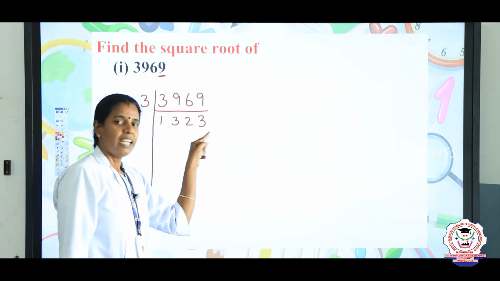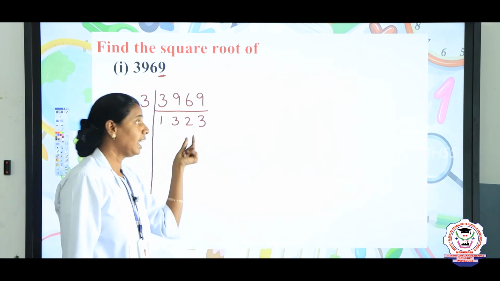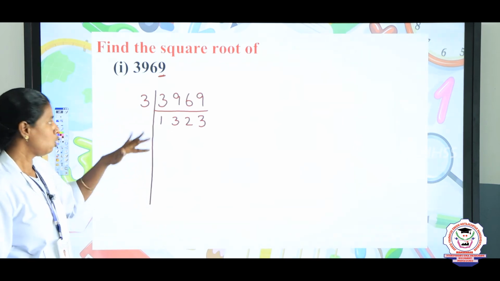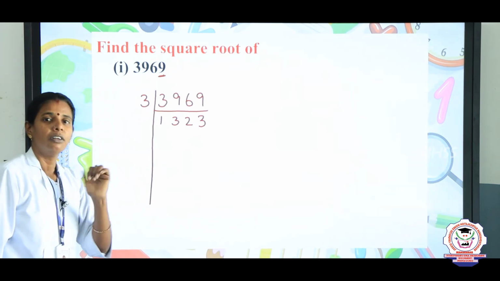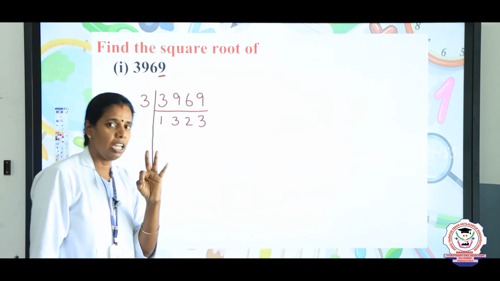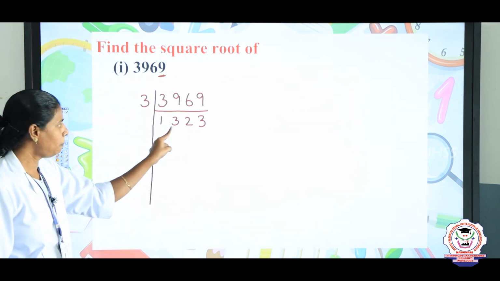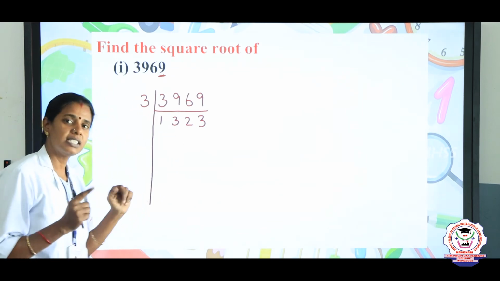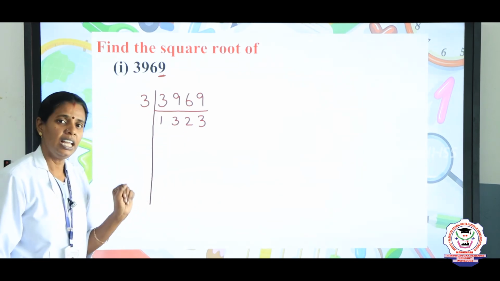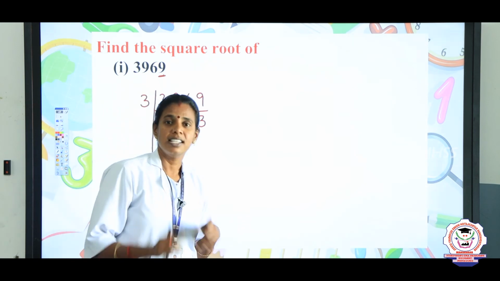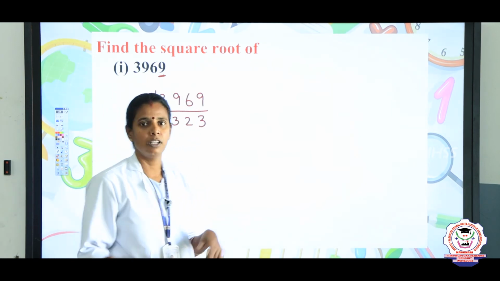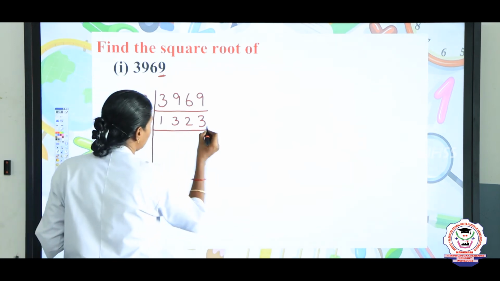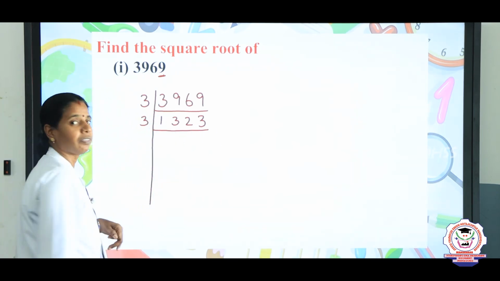Whether the number is even or odd? Yes, the number ends in 3, which is an odd number. So, 2 is not possible. Next number, which is 3. Find the sum of this. 1 plus 3, 4. 4 plus 2, 6. 6 plus 3, 9. Yes, 9 is divisible by 3. So, the whole number is also divisible by 3. So, we are going to take 3 again.